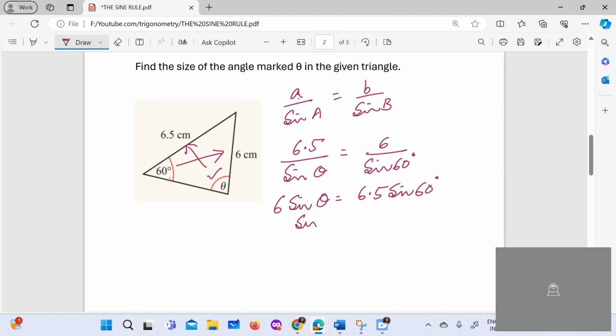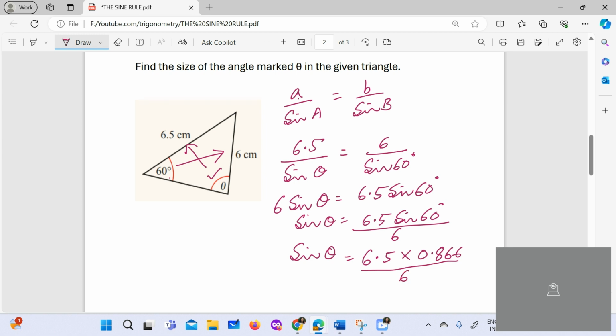Then sine theta is equal to 6.5 sine 60 upon 6. Then what you can do is, you can directly put in all the values in your calculator and get the answer, because this is a calculator-based question. 6.5 times 0.866, or you can just split it like this and do.